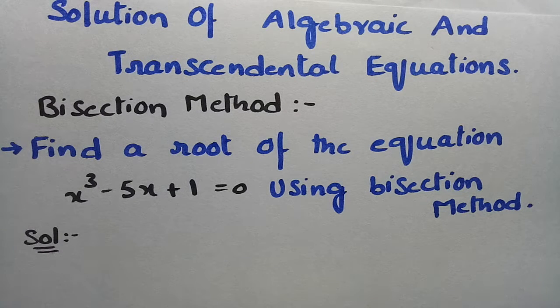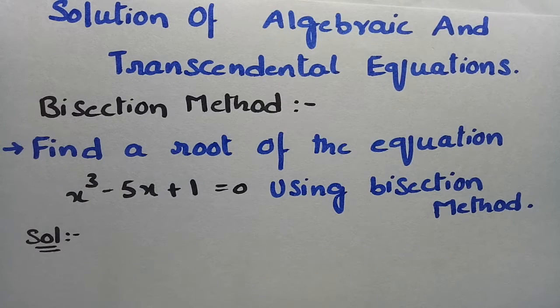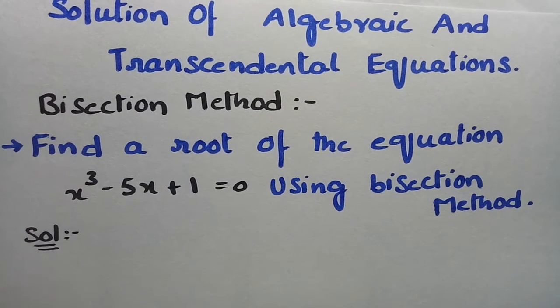And here, the new topic is the bisection method. We have to find the root of the equation x³-5x+1 = 0 using this bisection method. And how to find this?